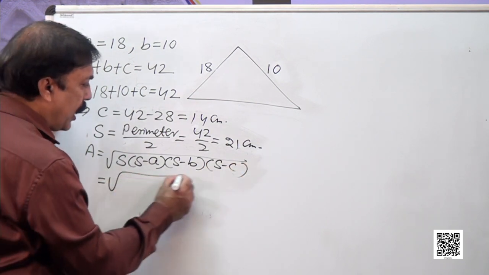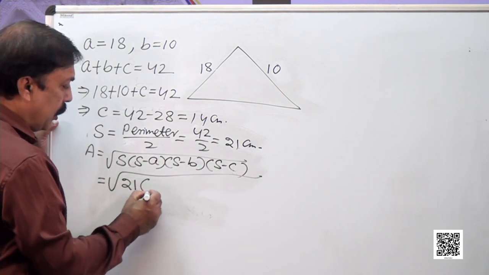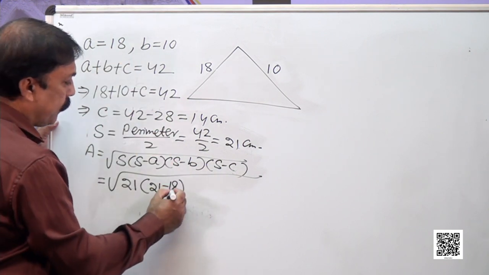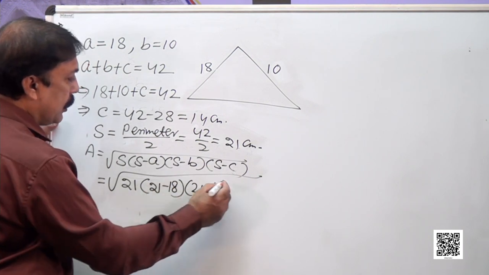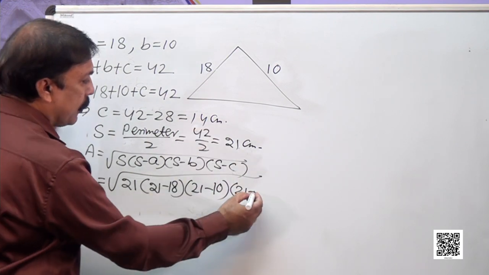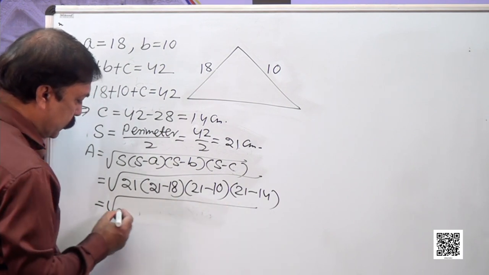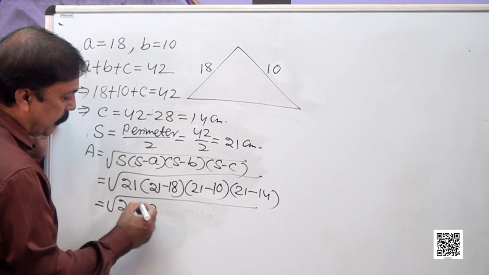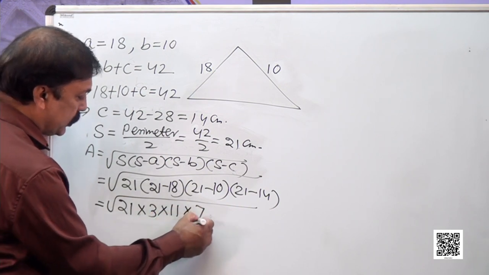What is the value of S? The value of S is 21. So 21 into 21 minus A, which is 18, again 21 minus B, which is 10, and 21 minus C, which is here 14. So this gives square root of 21 into 3 into 11 into 7.